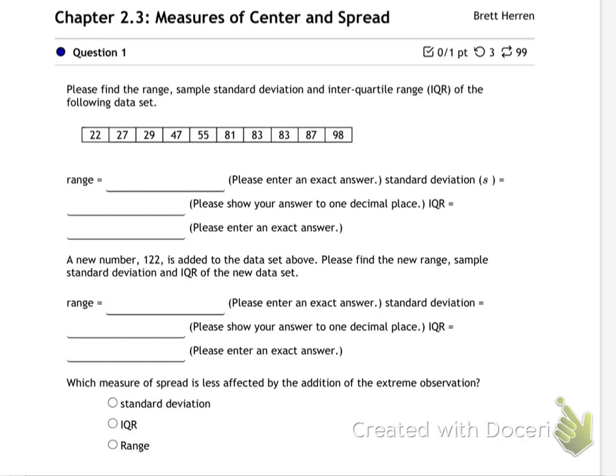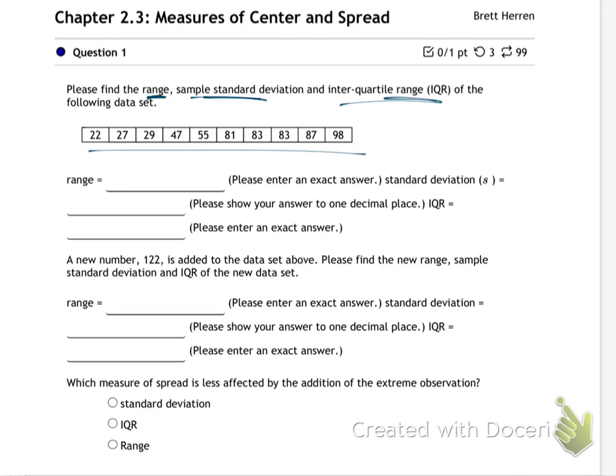2.3. We're talking about a data set it has for us. It wants us to find the range, sample standard deviation, and interquartile range of that data set. How are we going to do it? We're going to put it in our calculator. We're just going to stick those numbers into L1.